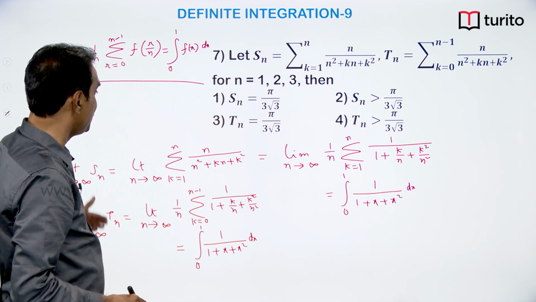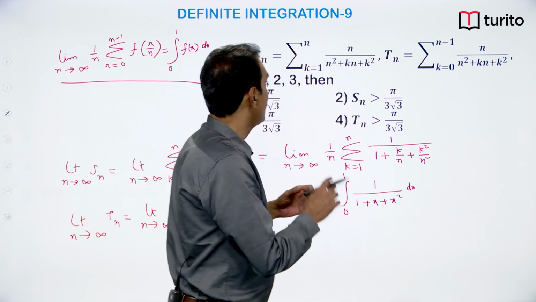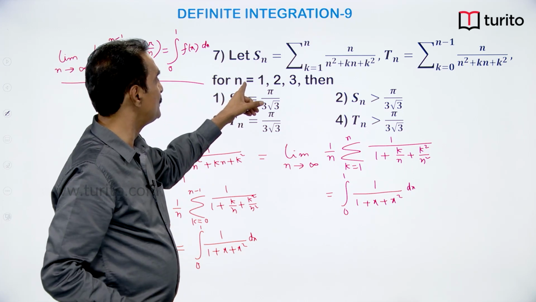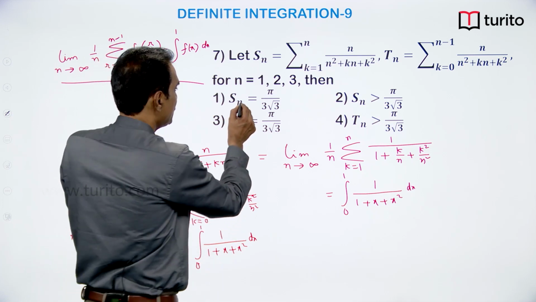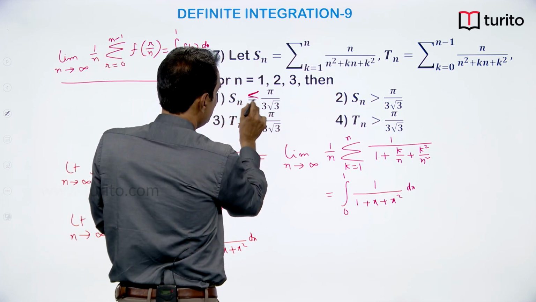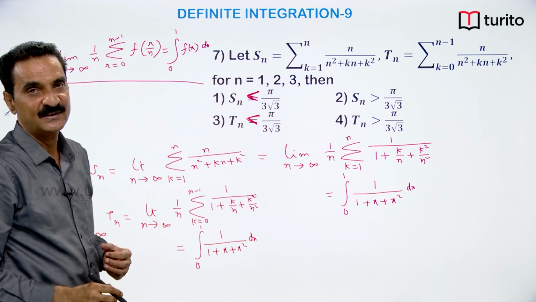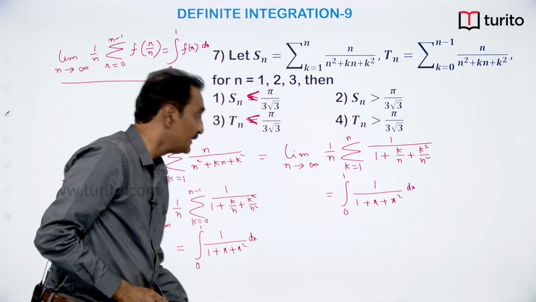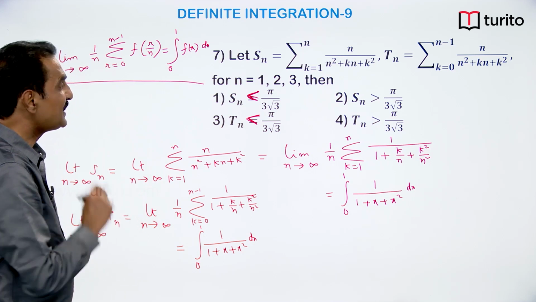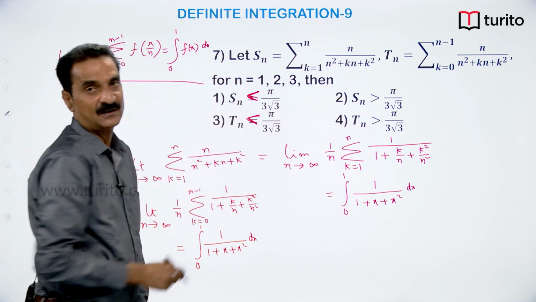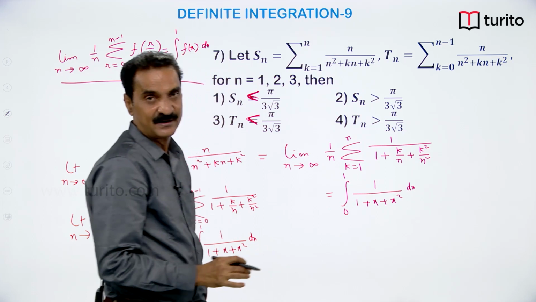So if n tends to infinity, both of these are equal, then for some value of n, for n equal to 1, 2, 3 and so on, this must be less than, this is also less than. Now, for some value of n, we have to identify the correct answer. Now, let us see how this sum and this sum are calculated.